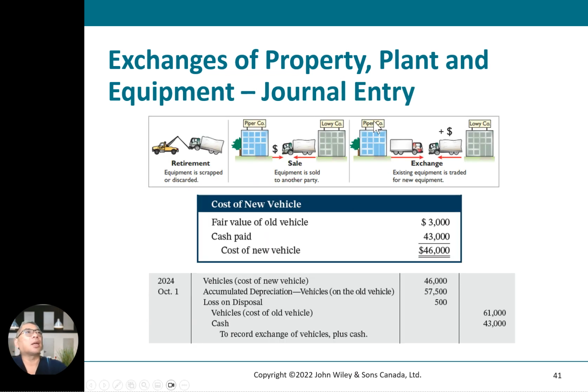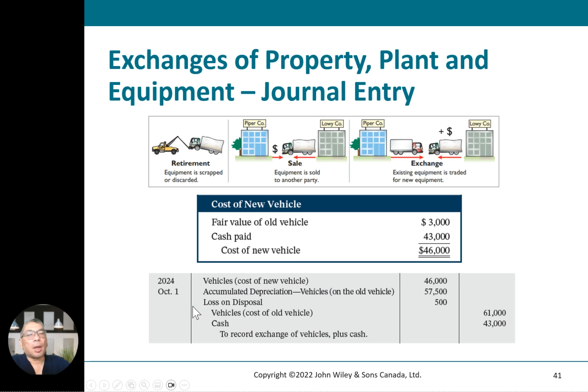So for example, PPE retirement here is when it's scrapped or discarded, or when it's sold, and an exchange can be like this. This is a typical standard truck. Retirement, scrapped, discarded for the truck. It can be sold to another party, you want to sell it to another party, or you're going to exchange it. Cost of the new vehicle will be the fair value of the old vehicle 3,000, plus cash paid of 80,000. Cost of the new vehicle will be 46,000. This is a good example. Okay, guys, you scrap it, you sell it, or you exchange it.